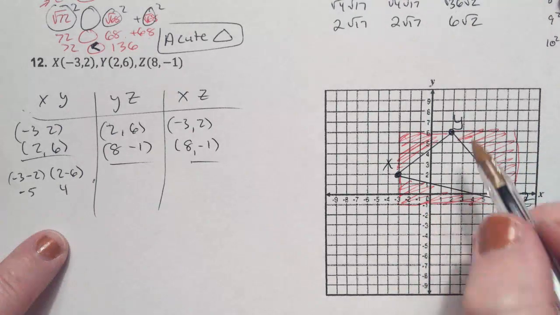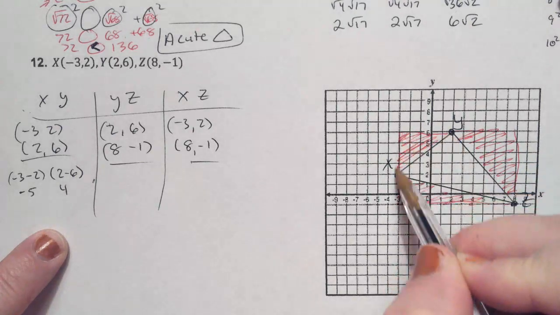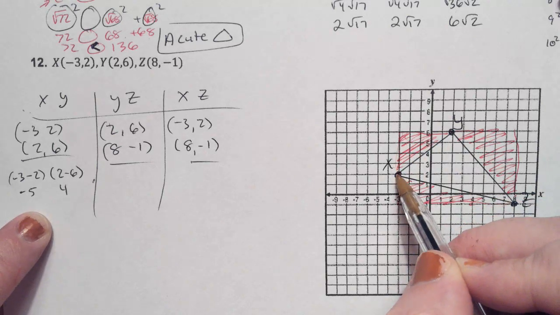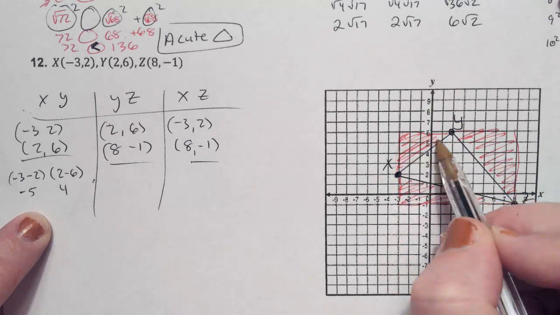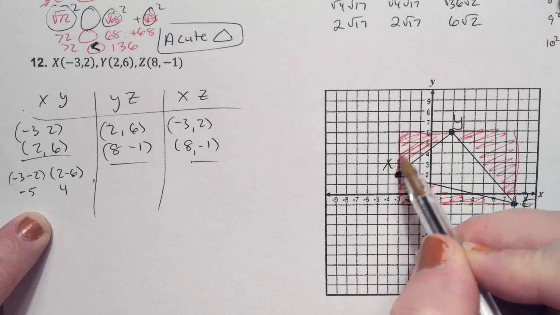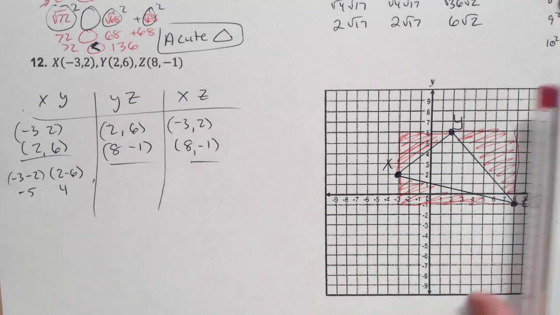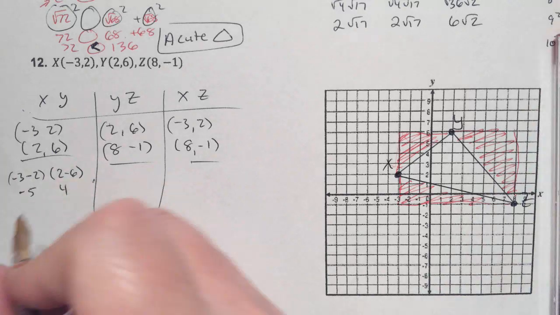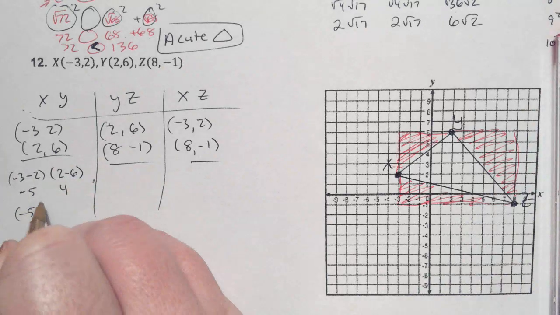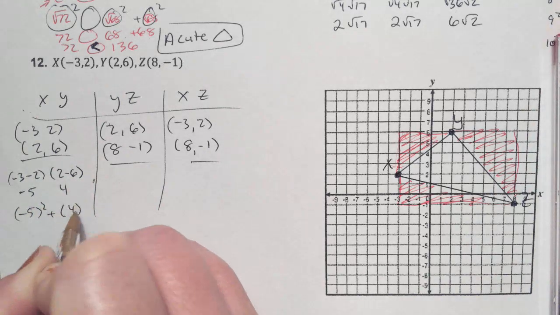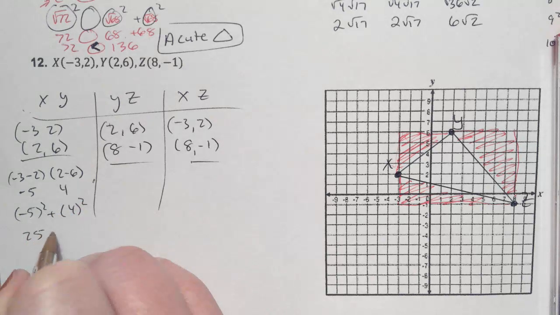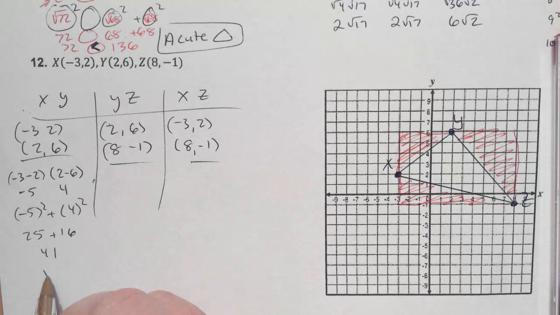Okay, so x to y, see the right triangle right there? We're saying that this is a 5 by 4 or a 4 by 5. So let's check: 1, 2, 3, 4, 1, 2, 3, 4, 5. So yeah, I agree. It's a 5 by 4 triangle. So you would square that. We're doing the Pythagorean theorem. So that'd be 25 plus 16, which gives us 41. And we have the square root of 41.